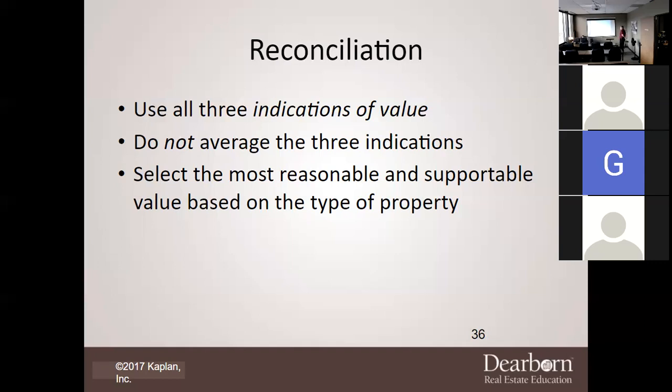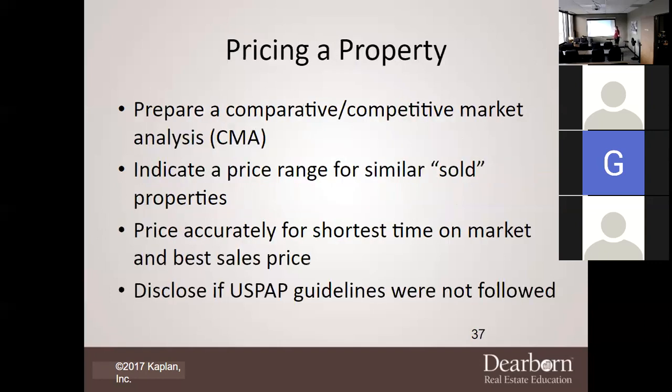You're not going to average them, but you're going to select the most reasonable and supportive value based upon the type of property. So you're going to come up with three different values, but you're going to then step back and look at highest and best. If it's in a neighborhood, you may compare what? The income versus the sales price to determine what? The price of the property. If you're valuing a hospital or a church or a unique property, you're going to put a lot of weight on the cost approach. Okay? But again, it's where you come in and you look at these differences.